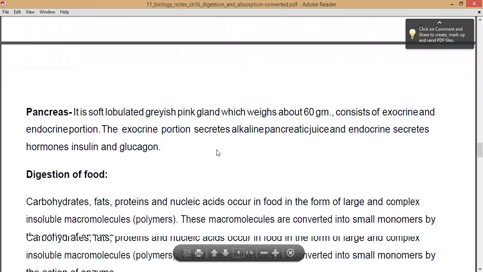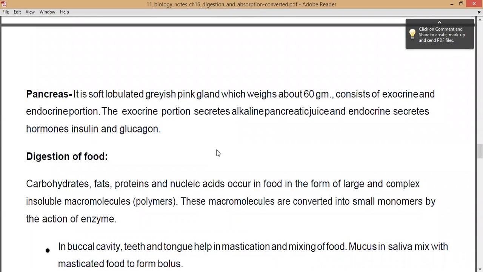Next, the third accessory gland of the digestive system is the pancreas, which is a soft, lobulated, grayish pink gland. It is soft in nature, lobulated, that is several lobes are present, and grayish pink in color. It weighs about 60 grams, and it consists of both portions, exocrine as well as endocrine.